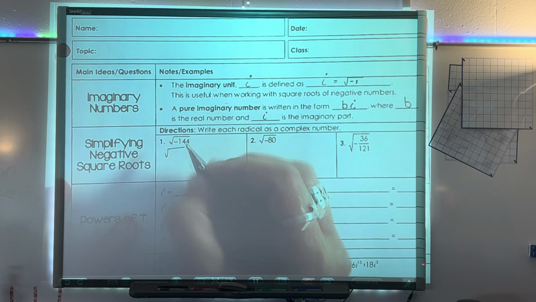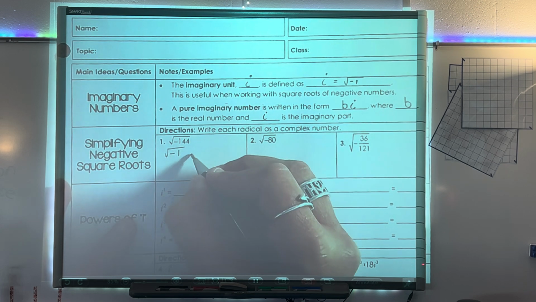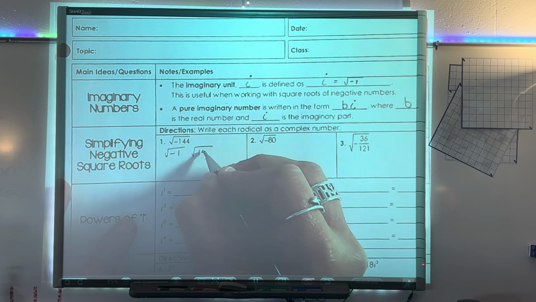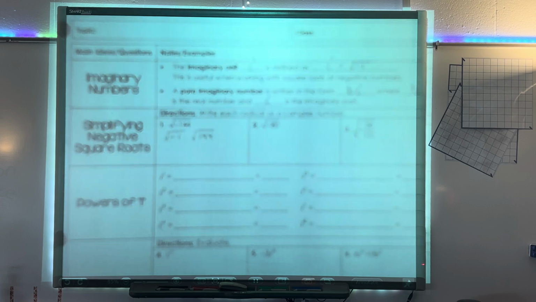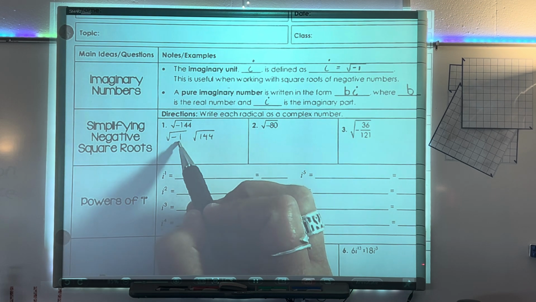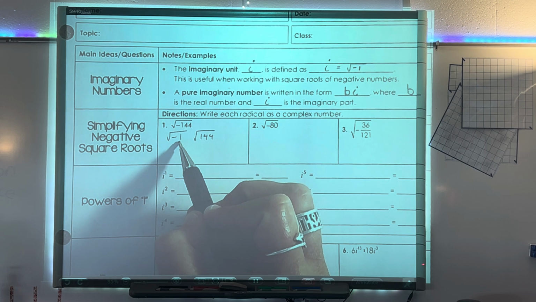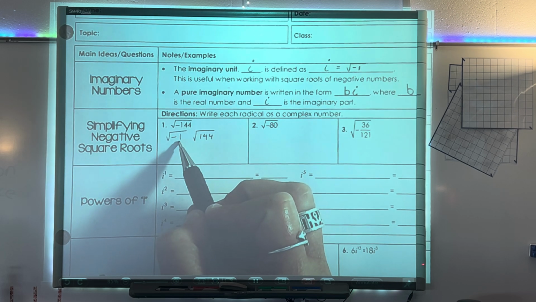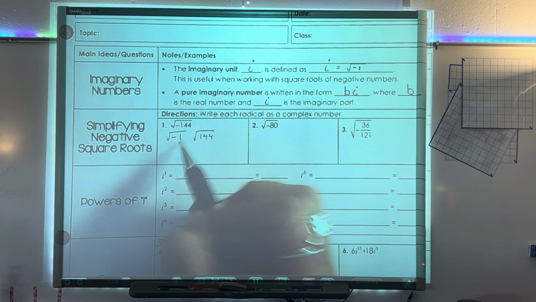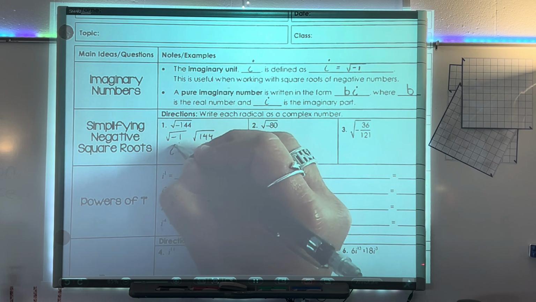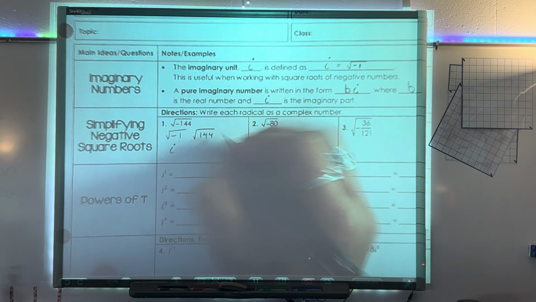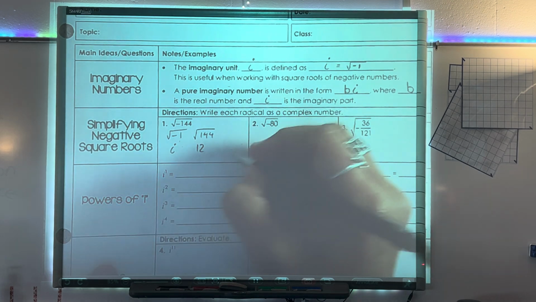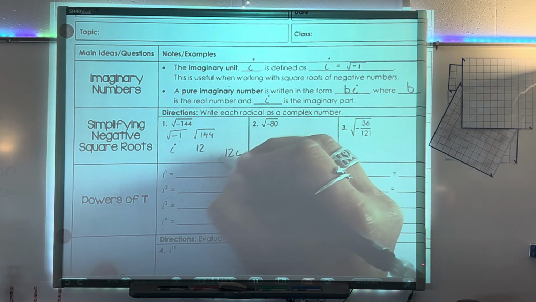Alright, so when we have this, I'm just gonna go back through this from last year. We would separate this, and it would look like this: the square root of -1 times the square root of 144. We're not really gonna do it this way, but I'm just gonna show it super basic right now. When we take the square root of -1, we really can't do it in the real number system, that's where we come into imaginary numbers. So the square root of -1 is just i. The square root of 144 is 12, so we put it together and we have 12i.